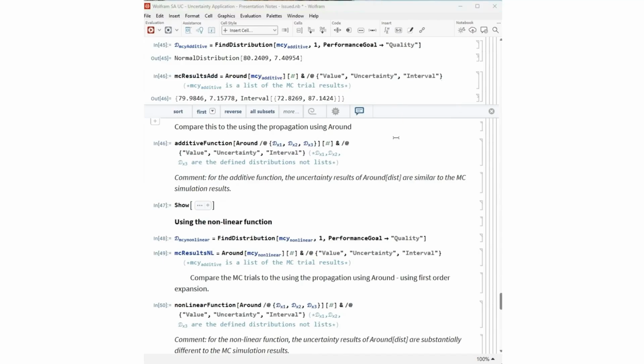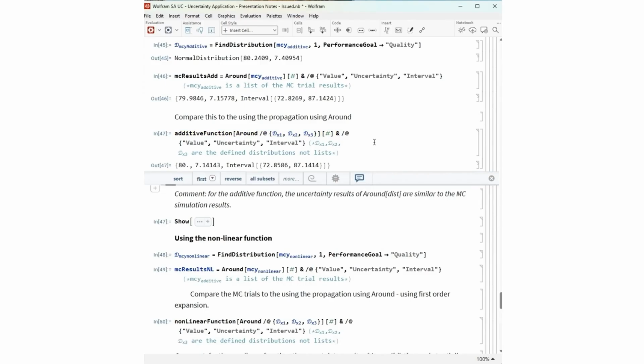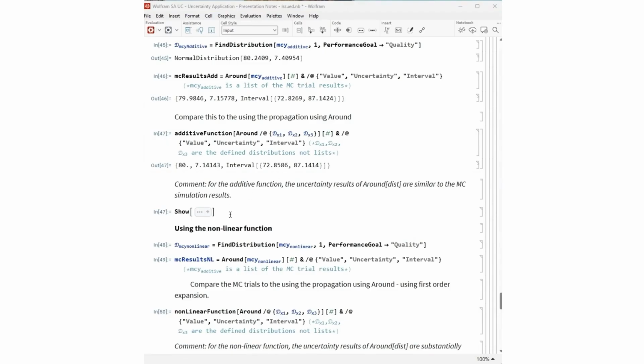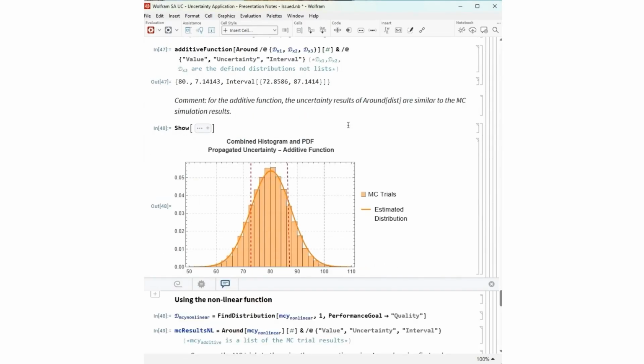Now using the additive function and comparing the Monte Carlo propagation to round, just compute that quickly. You'll notice that the uncertainty in the results from both methods are reasonably close, as expected. You can see over here, the intervals are reasonably close, and the means and standard deviations. You could also look at the Monte Carlo results through the histogram and the propagated uncertainty through the additive function.